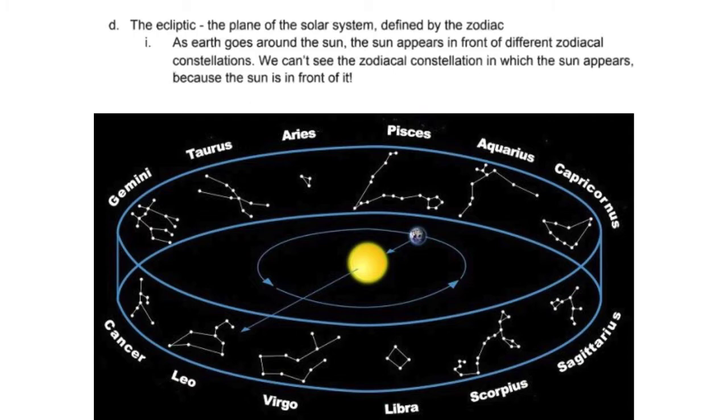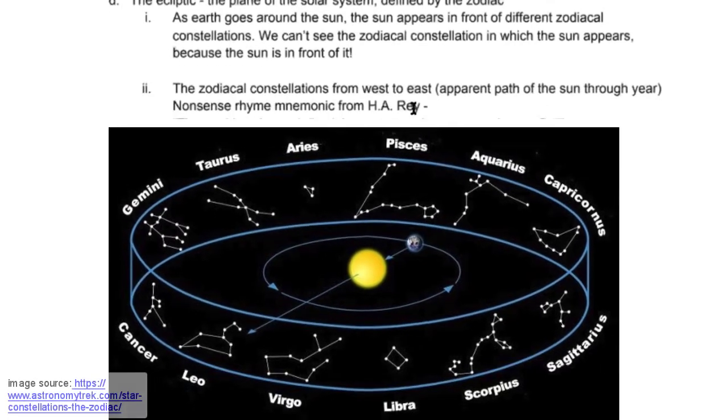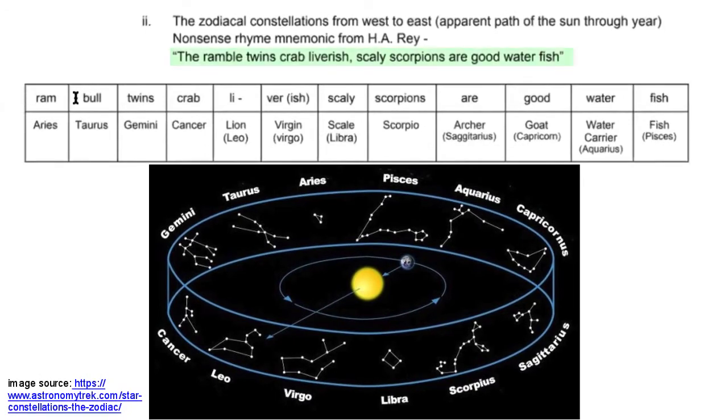Now, if you want to know all the stars in the zodiac, or all the constellations, H.A. Rey, the guy that wrote Curious George, made up this great little mnemonic rhyme. It goes, the Ram, Bull, Twins, Crab, Lion, Virgin, Scales, Scorpion, Archer, Goat, Water carrier, Fish. It's totally nonsense, but if you memorize it, then you know the zodiac in the order that the sun goes from month to month.